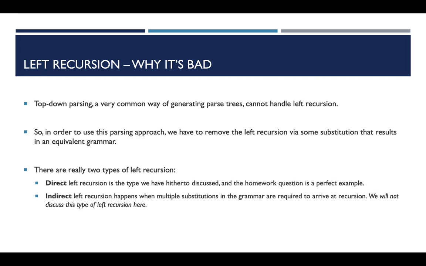There's also indirect left recursion, which happens where you can go through some unit productions and get from a variable to an effectively equivalent variable at the left-hand side of the right-hand side of a production. Indirect recursion happens through these sort of multiple substitutions, typically with the unit production, and we're not going to necessarily discuss them here. It's just good to know that they actually exist.